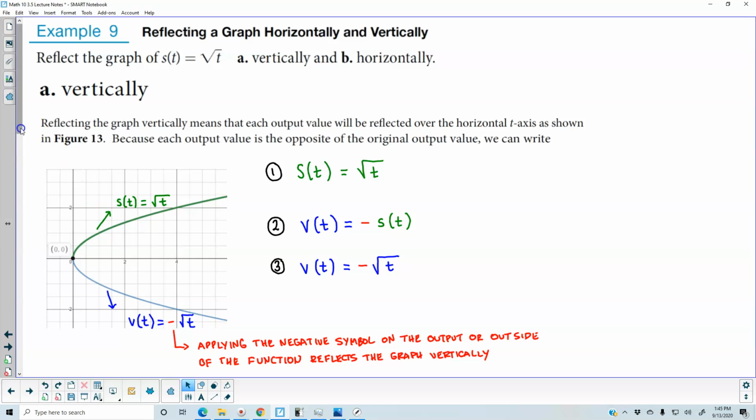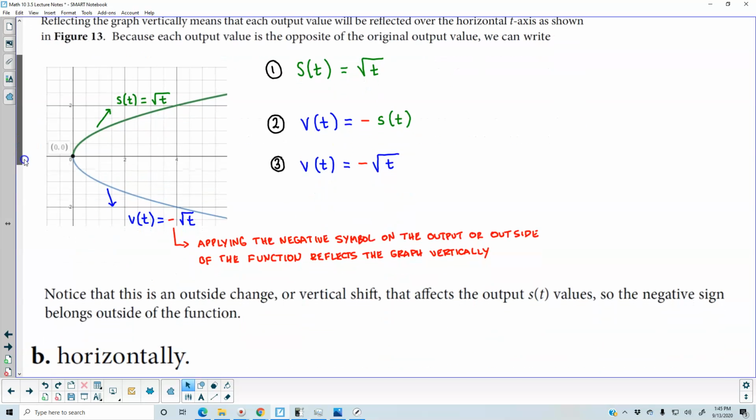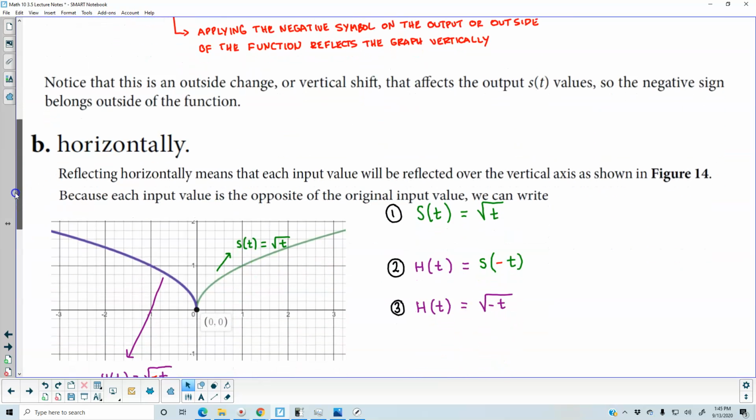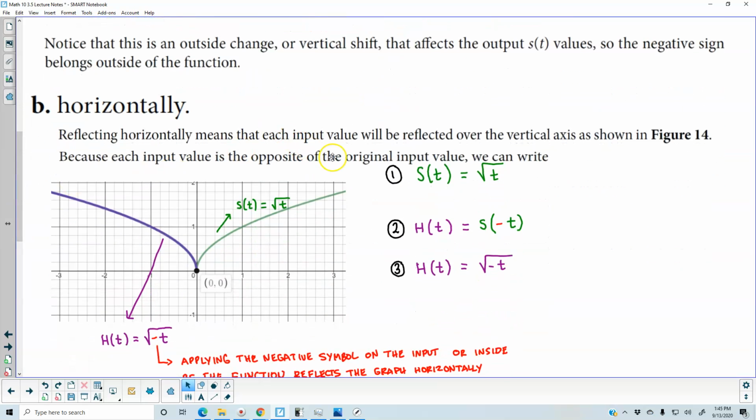Now let's take a look at part B. Again, notice that this is an outside change, a vertical shift that reflects the output, the s of t values. So again, the negative sign belongs outside the function. Now, reflecting horizontally means that each input value will be reflected over the vertical axis, as shown in figure 14. Because each input value is the opposite of the original input value, we can write the following.